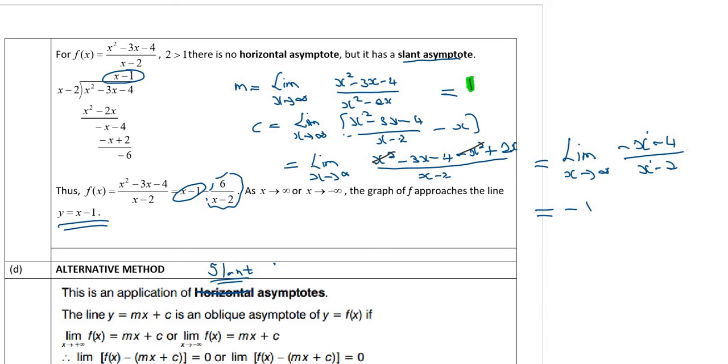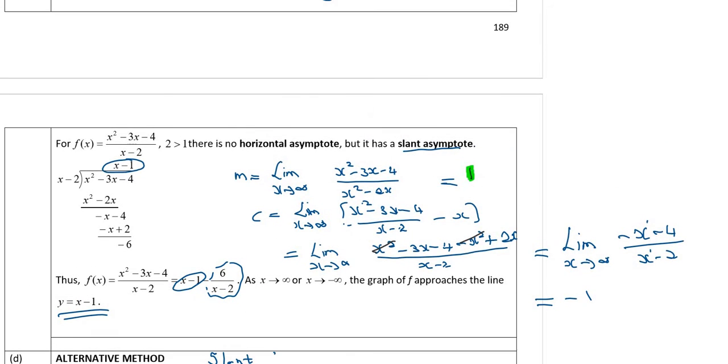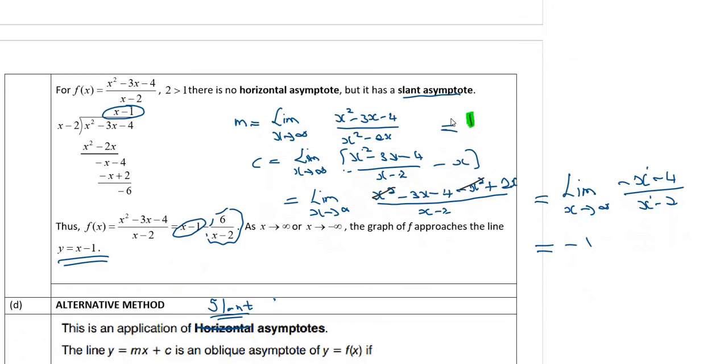And therefore we now have the same slant asymptote of y equals x minus 1 that we found by doing the long division. So this is the alternative method of finding the slant asymptote. It really doesn't matter which method you are using.